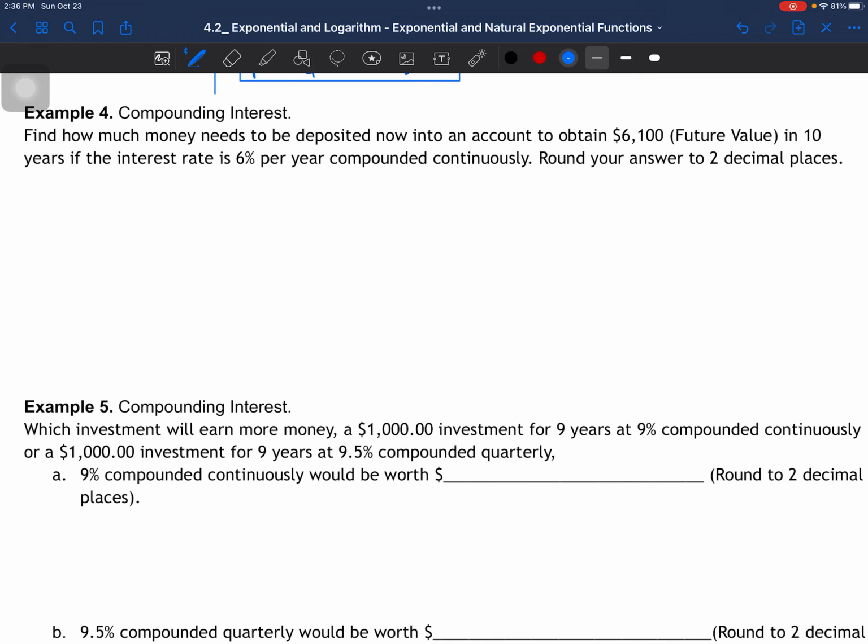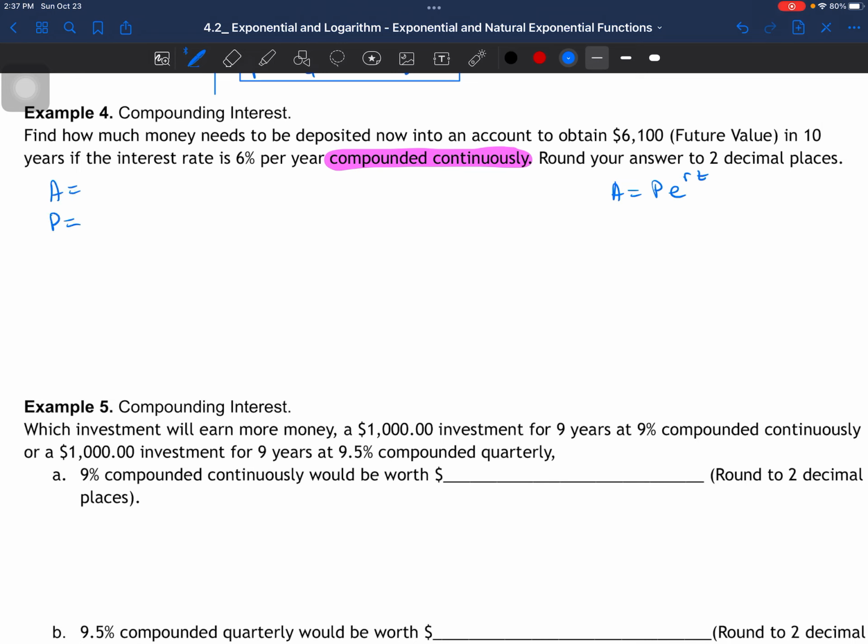All right, welcome back. So we're gonna try example number 4. We're asked to find how much money needs to be deposited now in the account to obtain $6,100 in the future after 10 years, if we invested it with an interest rate of 6% per year compounded continuously. Round your answer to two decimal places. So I'm gonna highlight the most important part of this problem: it's compounded continuously, right?